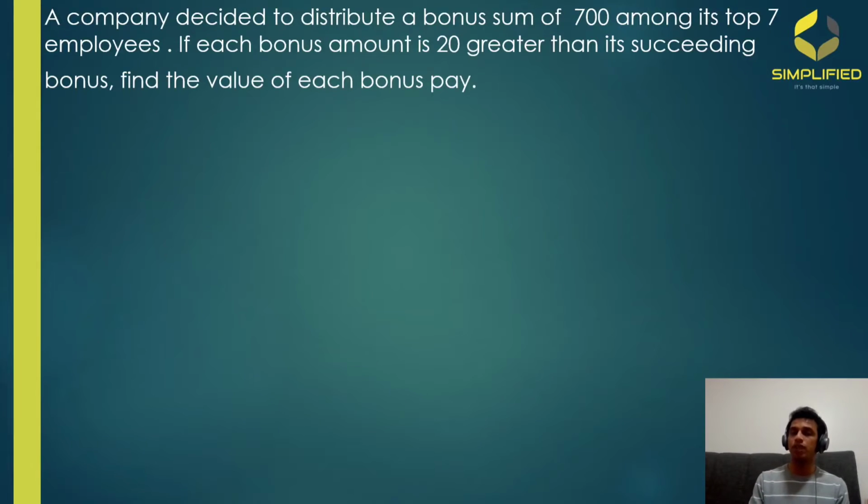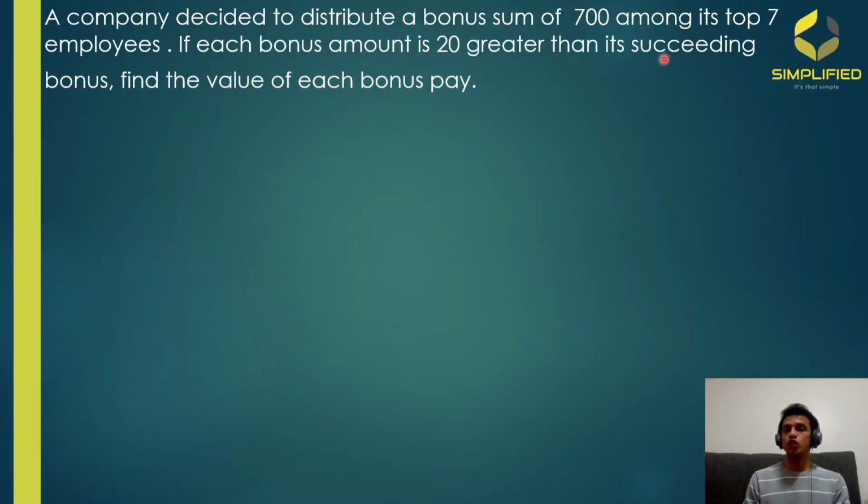That's been clearly given in the question: each bonus amount is $20 greater than its succeeding bonus. For example, if the first bonus you find is $50, then probably the next one is 50 plus 20, that is $70. And the next one, the third one, will be 70 plus 20, $90. So that's how the bonus pays are designed.